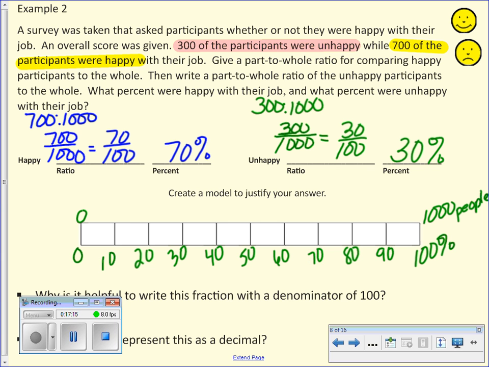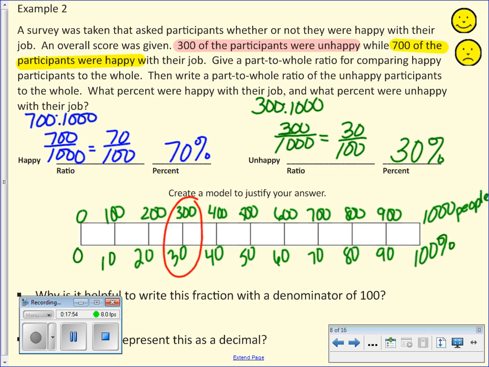Now how are we going to label the people? I have to get to 1,000. So how am I going to label the top to get to 1,000? Sure, let's go by hundreds. So 100, 200, 300, 400, 500, 600, 700, 800, 900, 1,000. This is actually easier because now I can find both my answers at the same time. 300 people is 30%. 700 people is 70%.